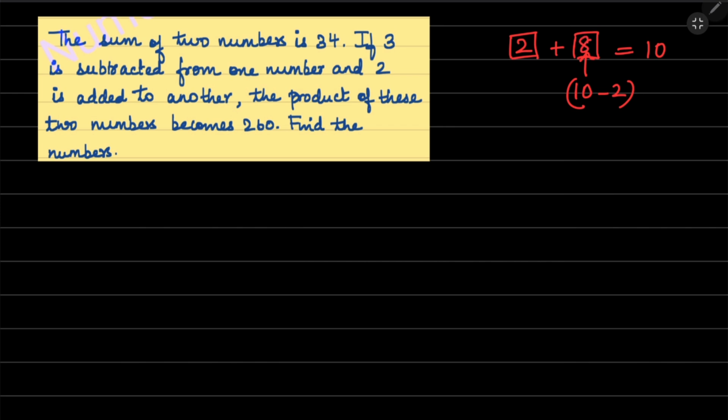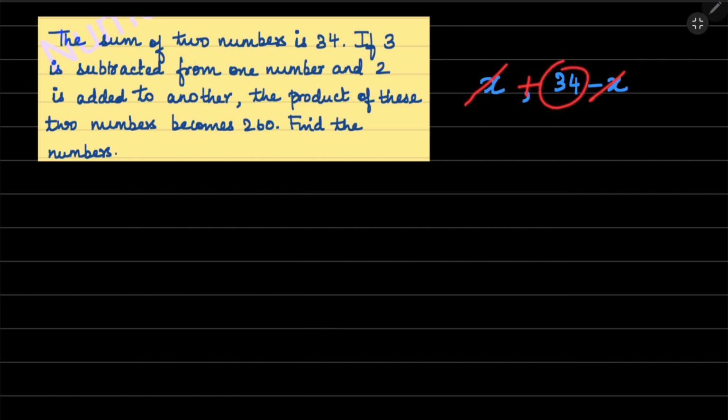So similarly, if I take one number as x, the other number would be 34 minus x, right? So when you add them up, x and x will get cancelled. The sum is 34. So that's what you're given. The sum of two numbers is 34. We don't know the number. So let's assume one number is x. So the other number is 34 − x. Let this be our number, and this is the other number.